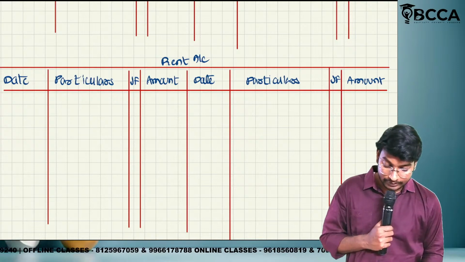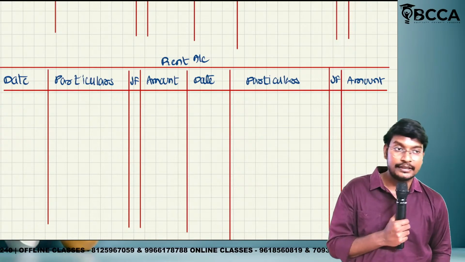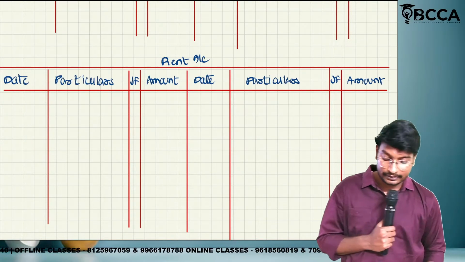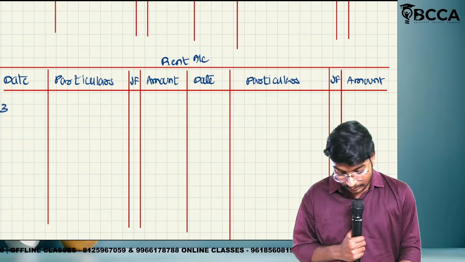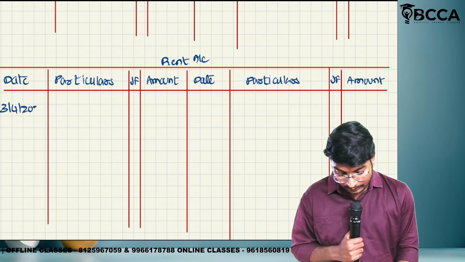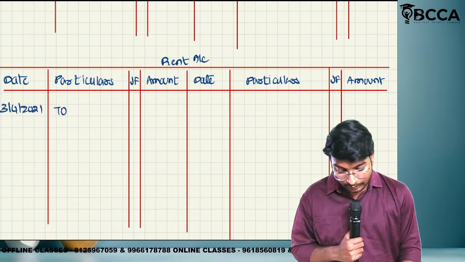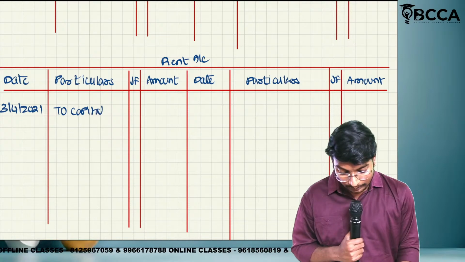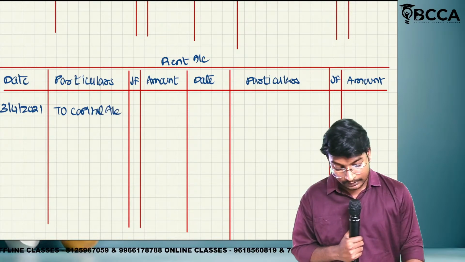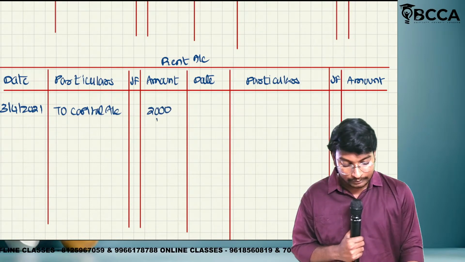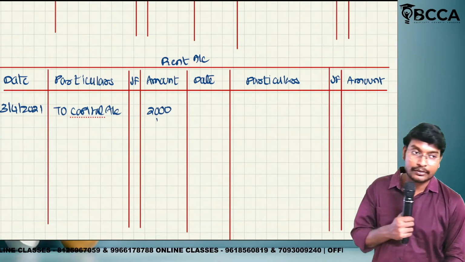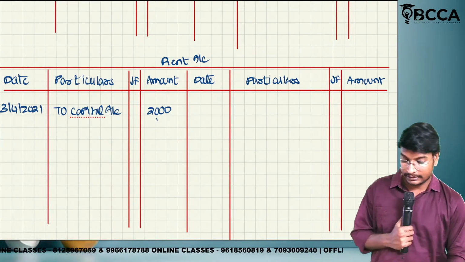Rent account. Which side do we need to record? Debit side. In the journal entry, is rent debited or credited? Debited. So 3rd April 2021 to capital account. How much? 2,000. One account is debited, which means in the other account we need to credit it. Okay?